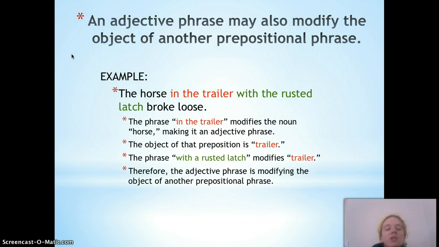With the rusted latch is modifying trailer. It's telling us more about the trailer. So that second adjective phrase is modifying the object of another prepositional phrase.